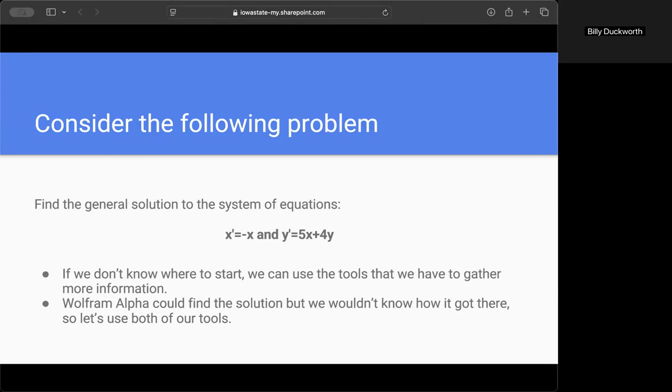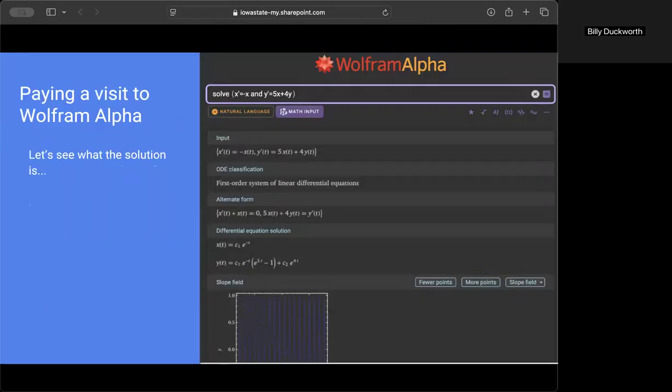So we're going to be considering this problem here. So just a system of two equations. If we don't know where to start, we can go to Wolfram Alpha to see what the answer should be, just so we know what we're aiming at. And then it's not going to tell us how it got there. So then we're going to go over to Copilot and see if it can help us with giving us some steps on how we might get there.